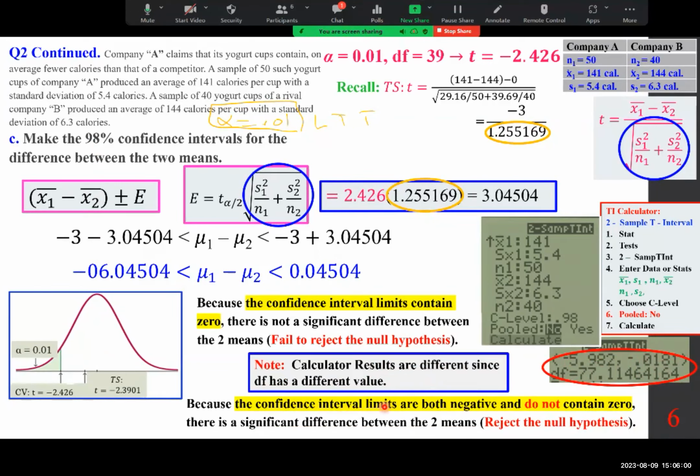Because the confidence interval limits are both negative and do not contain zero, there is a significant difference between the two means, so we reject the null hypothesis. So again, this works the same as the p-value when we use the calculator. They are in agreement using a calculator, as they are in agreement not using a calculator and going with the degrees of freedom 39, which is way different than the actual, which has been calculated.